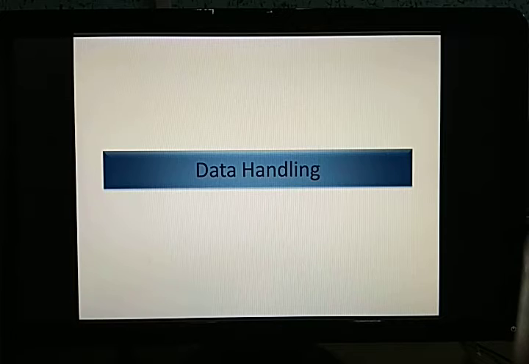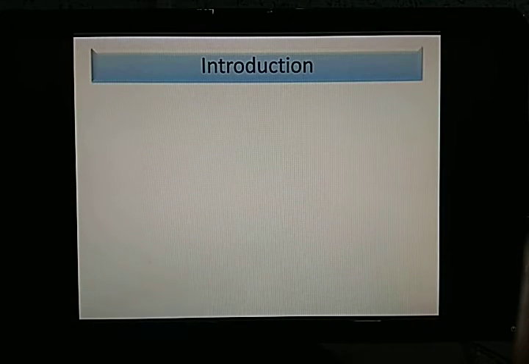Before starting this topic called data handling, first of all we should know some prerequisite knowledge about the different types of data and how they are represented. All these things we have to first know. So let us begin with the introduction.